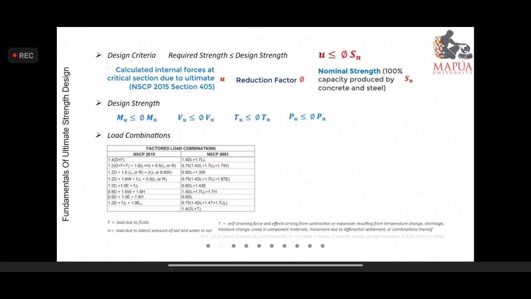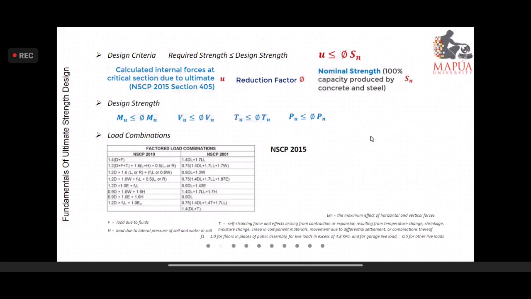combinations thereof. And then f1 here, presented in this case in NSCP 2010, is 1.0 for floors in places of public assembly, for live load in excess of 4.8 kilopascal, and for garage live load, and 0.5 for other live loads.